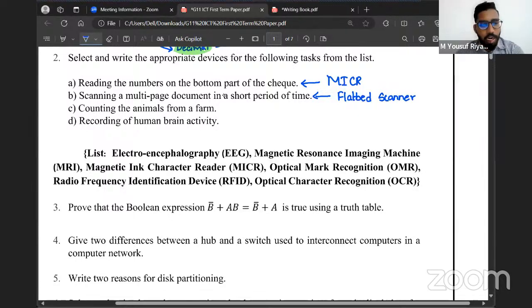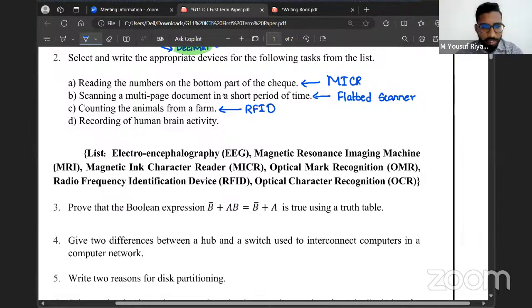The next one, counting the number of animals from a farm. What is the suitable device? This is a grade 10 first lesson. Exactly. We can use the RFID. It's there in the first lesson, RFID.